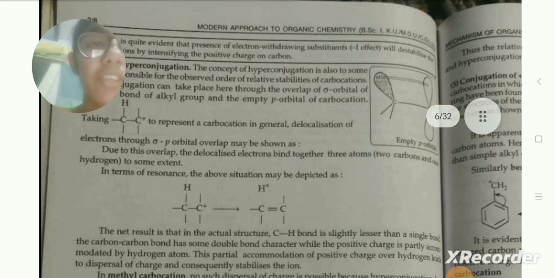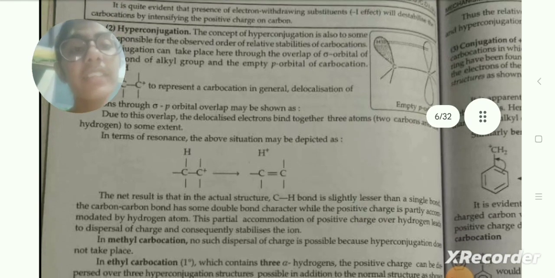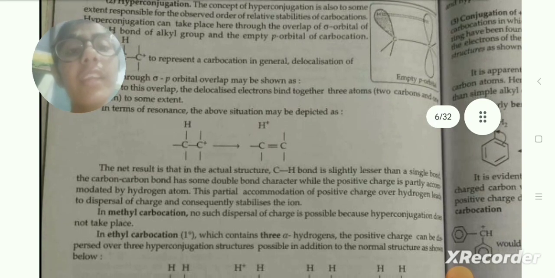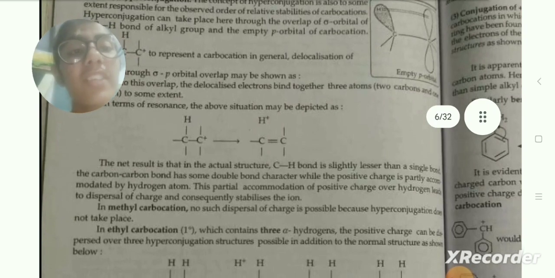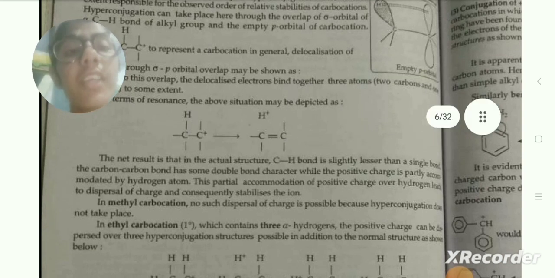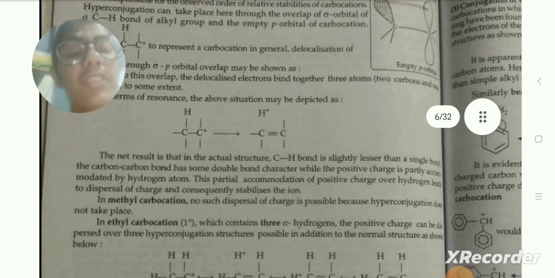In terms of resonance, the above situation may be depicted as shown. The net result is that in the actual structure, the C-H bond is slightly less than a single bond. The carbon-carbon bond has some double bond character, while the positive charge is partially accommodated by the hydrogen atom. This partial accommodation of positive charge over hydrogen leads to the dispersal of charge and consequently stabilizes the ion. In the methyl carbocation, no such dispersal of charge is possible because hyperconjugation does not take place.